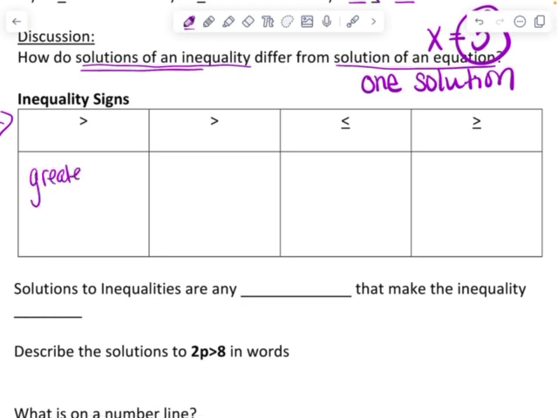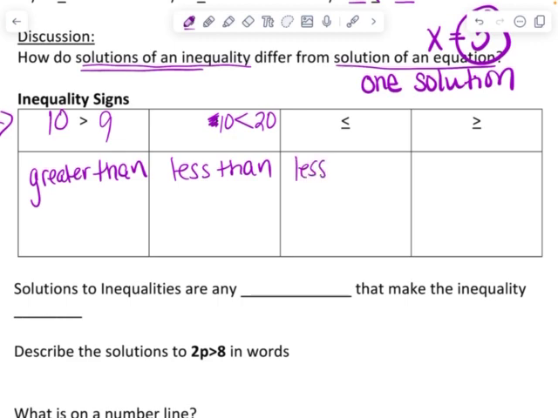Let's look at our symbols. All right, we're going to read this first one as greater than. And an example we could write is 10 is greater than 9. Second one, whoops, let's cross this out and write less than. And we can fill in two numbers that make sense. So how about 10 is less than 20?